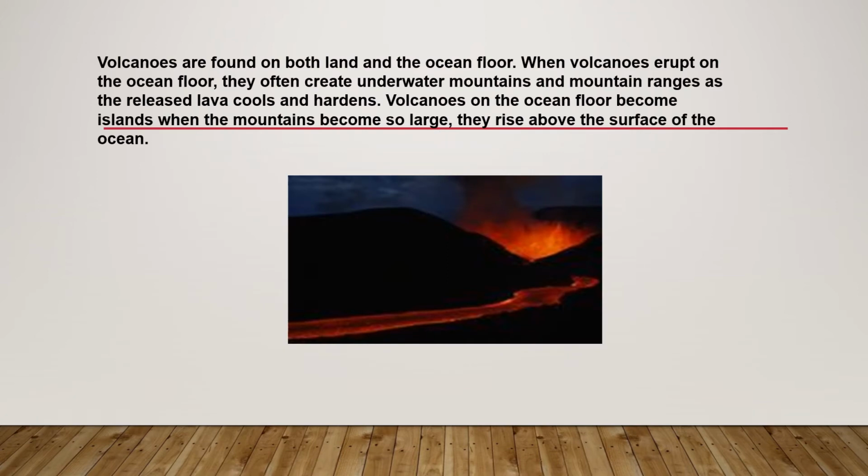Volcanoes are found on both land and the ocean floor. When volcanoes erupt on the ocean floor, they often create underwater mountains and mountain ranges as the released lava cools and hardens. Volcanoes on the ocean floor become islands when the mountains become so large they rise above the surface of the ocean.